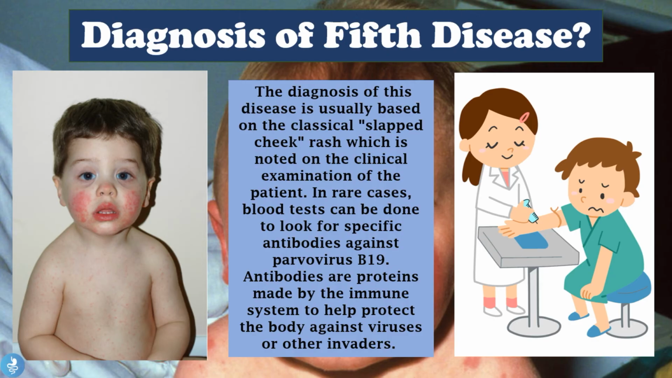But if a doctor is unsure or has trouble differentiating the disease from another disease, we can do a blood test where we look for the antibodies specific to the Parvovirus B19. And in this way, we can confirm the diagnosis of fifth disease.